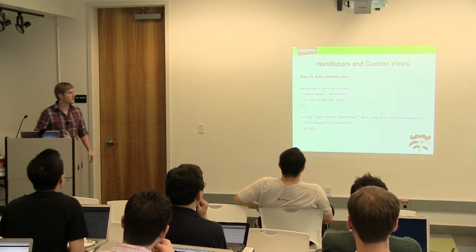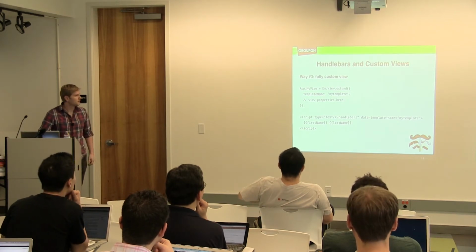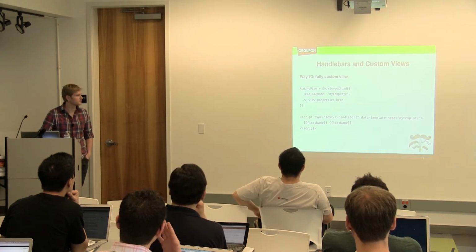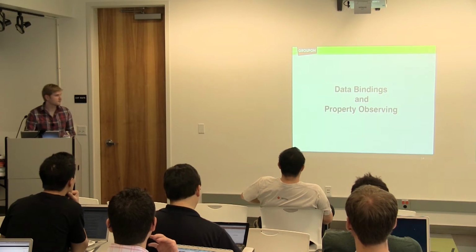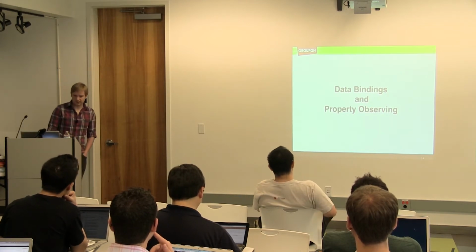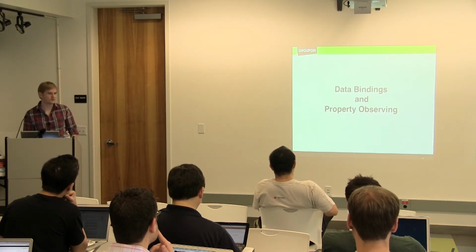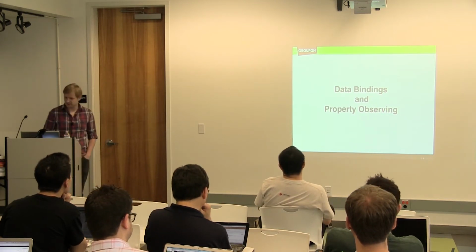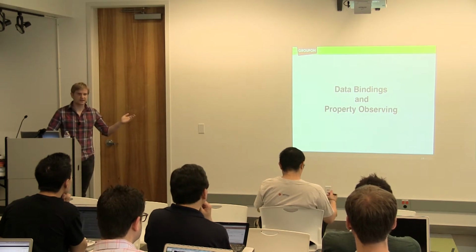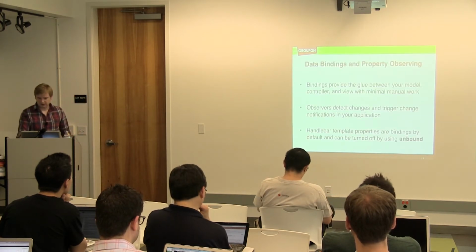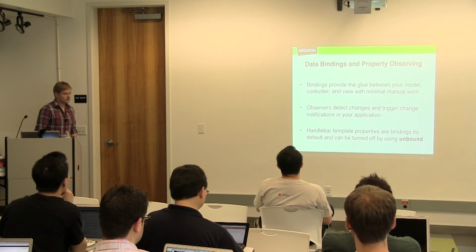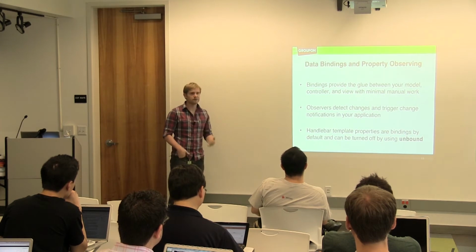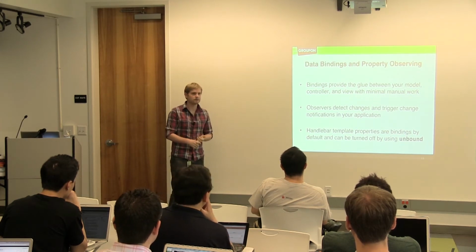So that's the real basics of handlebars. And with this, you can probably write 90% of Ember apps with this information. So, okay, data bindings and property observing. I know that other frameworks have data bindings and property observing as well, but this is kind of the SproutCore Ember way, and I've been doing it for so long, so this is second nature. One of the things is that it provides glue between your model, controller, and view with minimal markup. You can do this in handlebar templates or any arbitrary Ember object.